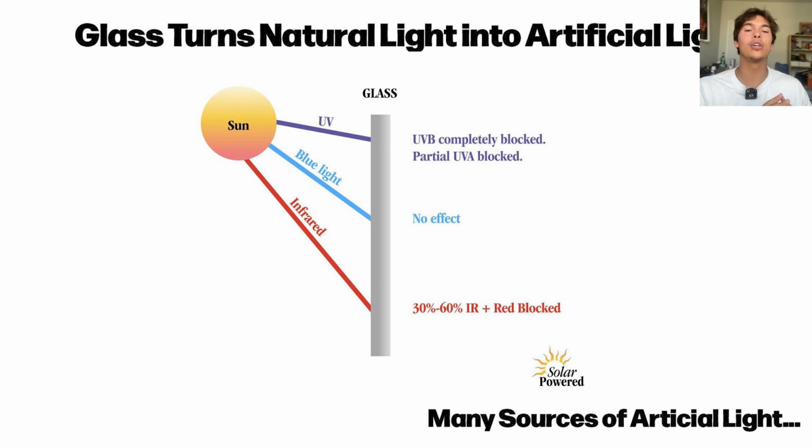It has zero effect on blue light, so that blue light is staying at 100% intensity, but it blocks 30 to 60% of red light and infrared light. So now we're getting that same sort of peak we had in that MacBook.